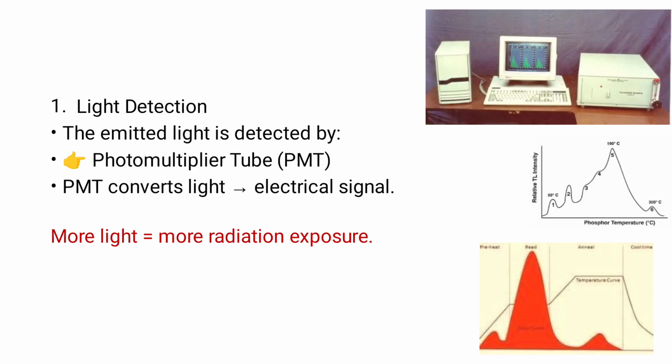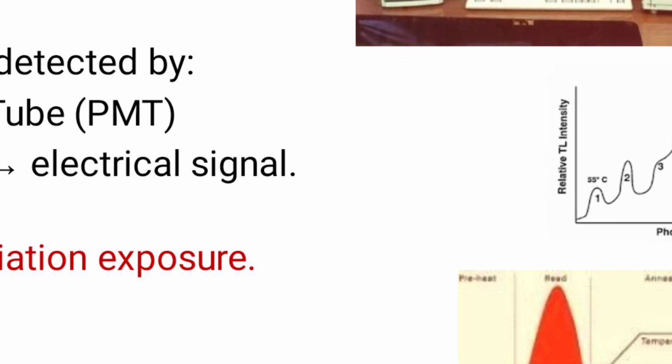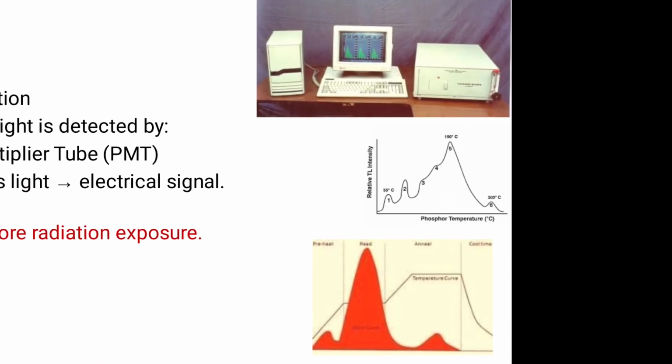So once the light is emitted, it is detected by the photomultiplier tube, and this photomultiplier tube converts the light to electrical signals. So the more the light, the more the radiation exposed. So we can see here these are the glow curves by which our information is formed within the TLD.